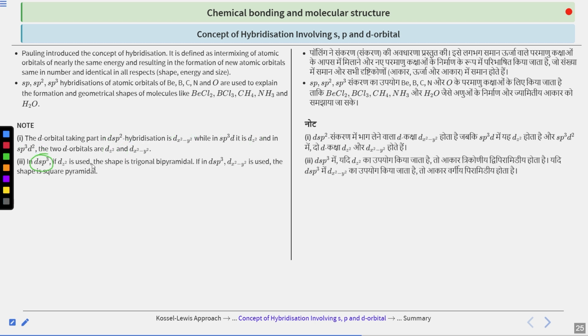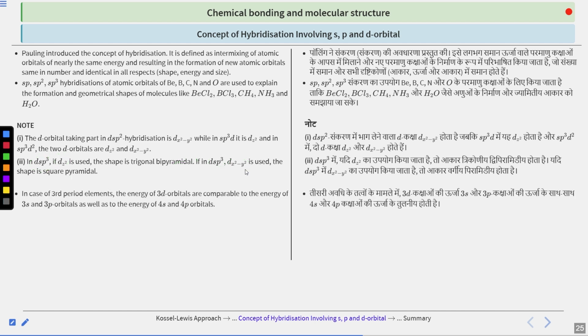If you are taking dsp3, then dz square is used, and the shape is trigonal bipyramidal. Okay, clear? And if it is dsp3 for square pyramidal, then the orbital used is dx square minus y square. So this is the difference. In this case sp3d is used for trigonal bipyramidal, and in case of square pyramidal dsp3 is used. Clear? The d orbital involved in case of trigonal bipyramidal is dz square, and in case of square pyramidal it is dx square minus y square.